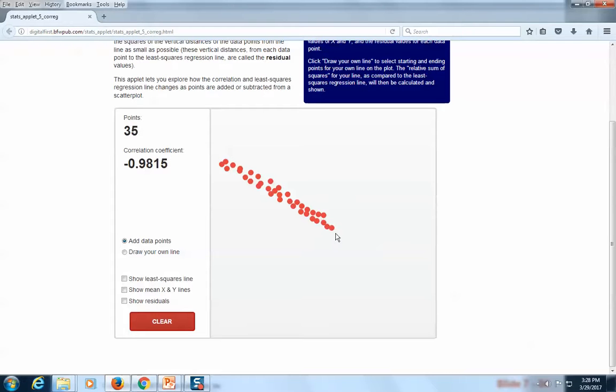Right? But let's add a big ol' outlier. Look at the dramatic change that happened. It went from -.98 to -.72. Adding one way up there, look at how massively that changed it. So big outliers cause big problems to correlation coefficients, right?